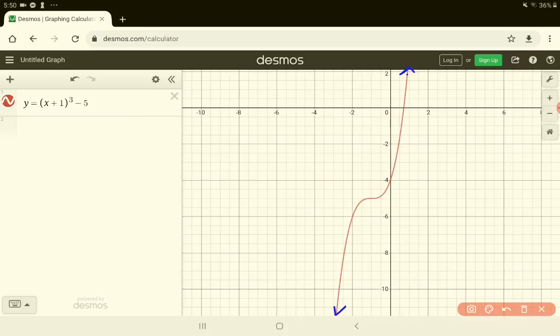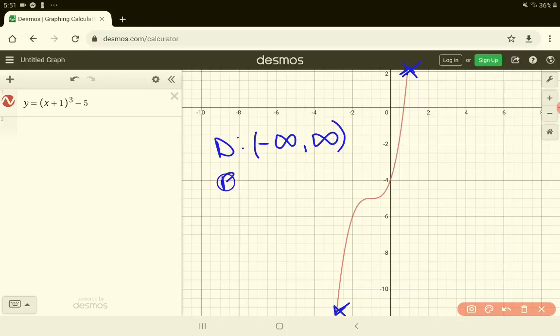If I want the domain, I start by putting a little mark on the spot farthest to the left. Here it is. It's an arrow, so that means on the left I'm going to negative infinity. What about on the right? There's the point farthest to the right, and it's another arrow, so that's a positive infinity.